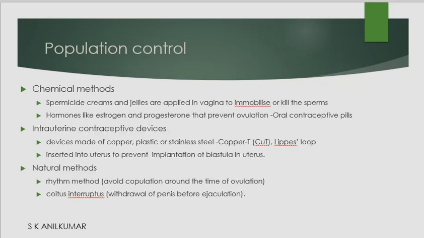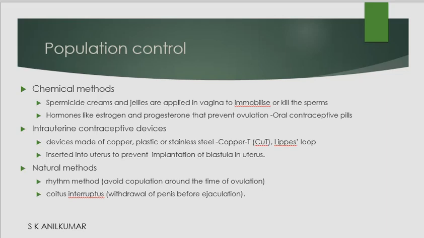Now come the chemical methods. Spermicide, cream or jelly, when applied to the vagina, what will it do? It will immobilize or kill the sperms that enter. And there are hormones like estrogen and progesterone that prevent ovulation. Hormones like estrogen and progesterone actually cause ovulation, but you control that by reducing their secretion, and in turn you prevent ovulation. This is done by oral contraceptive pills, which are a chemical compound.